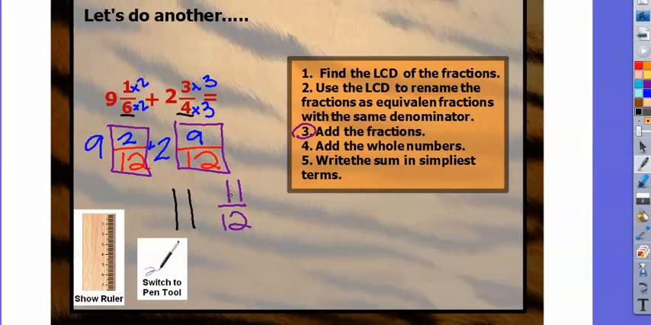Now I look at this and I realize, oh, 11 is a prime number. So I know right now that that number cannot be simplified any further. But if it weren't prime numbers, I would just make sure that I cannot think of any factor that will divide evenly into both of them.